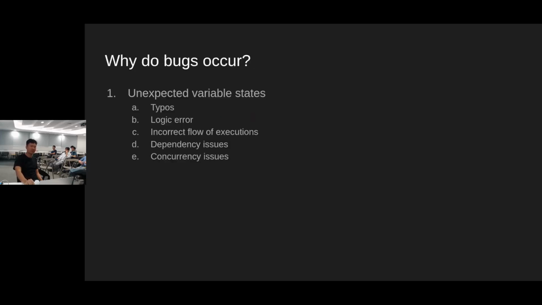So why do bugs occur in the first place? Typically, it's because of typos, logical errors, incorrect flows of execution, but mainly because of unexpected variable states. Again, an application takes in a state and returns a state. And within the processing, the reason why you have a bug is because within that application, the state is processed in an unexpected way, resulting in an unexpected result.